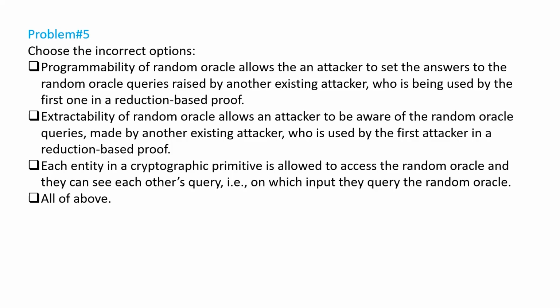Okay, and the third option, each entity in a cryptographic primitive is allowed to access the random oracle and they can see each other's query. Basically any entity in a cryptographic primitive is allowed to access the random oracle. That part is true, but they cannot see each other's query actually. All the queries to the random oracle are private.